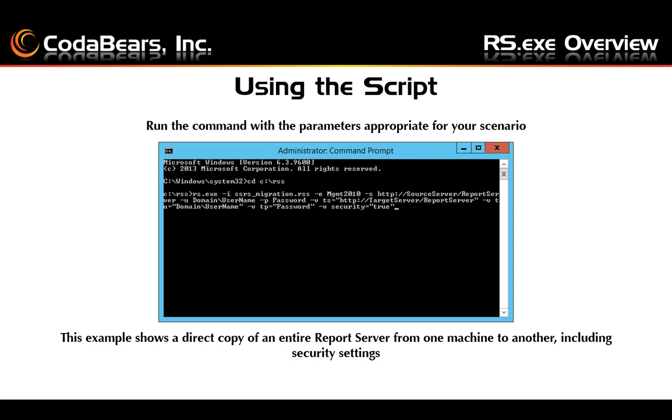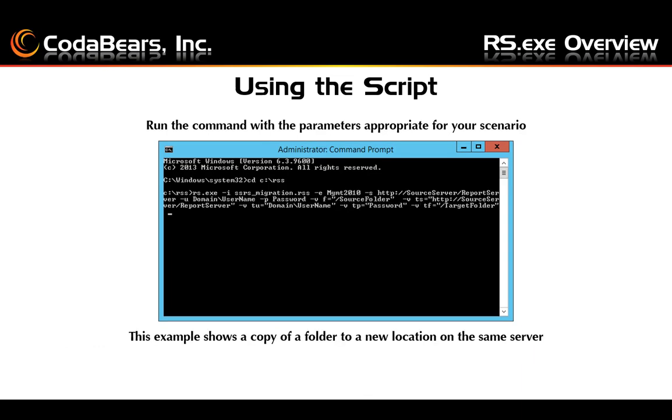-s is your source server. -u is the username for the source server. -p is your password for the source server. The -v ts is your target server. -v tu is your target server username. The -v tp is your target server password. And then the -v security is set to true. That means we are copying over the security settings.